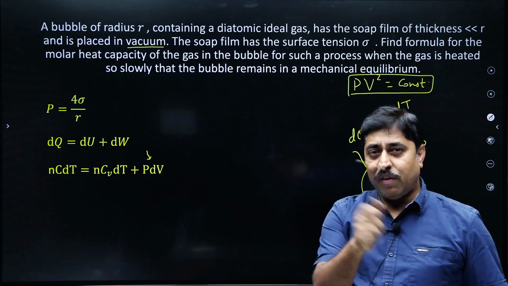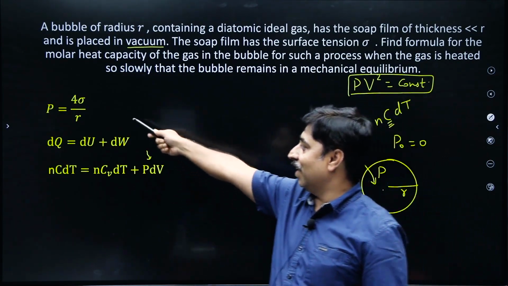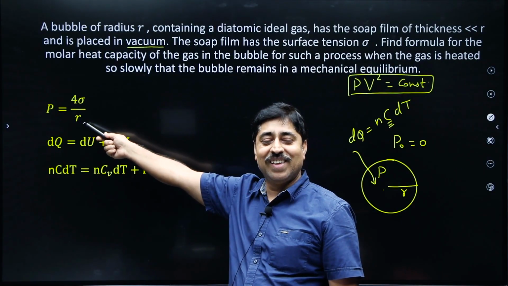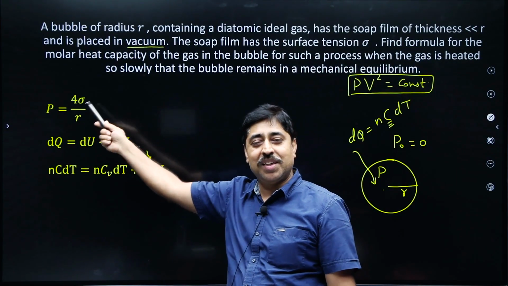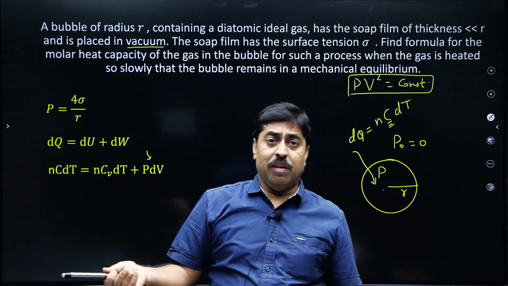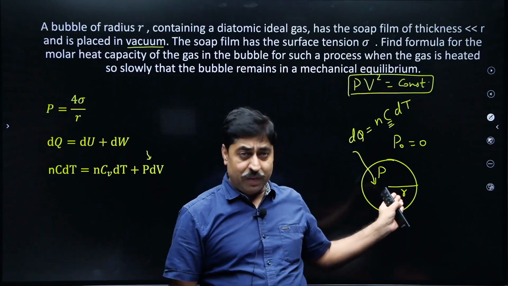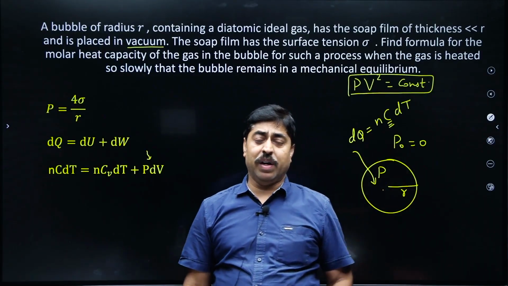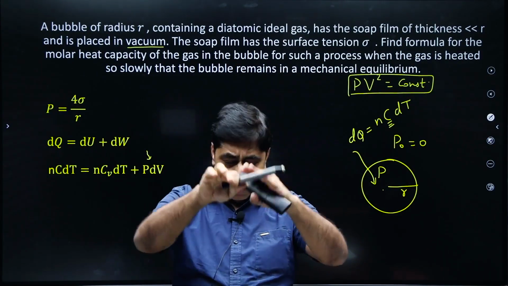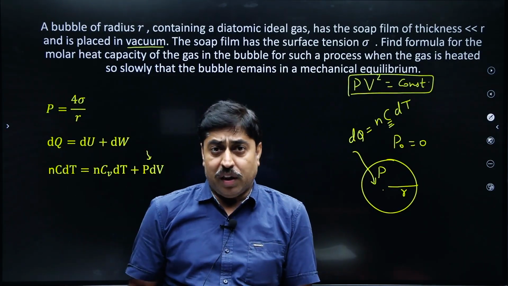Yes, there is one such relationship given here, isn't it? This is the relationship. Can you see that? What is this? This is basically P into R is a constant. The surface tension is a constant. So P is the pressure of this gas, R is the radius of this spherical enclosure, spherical bubble. So pressure into radius is constant.